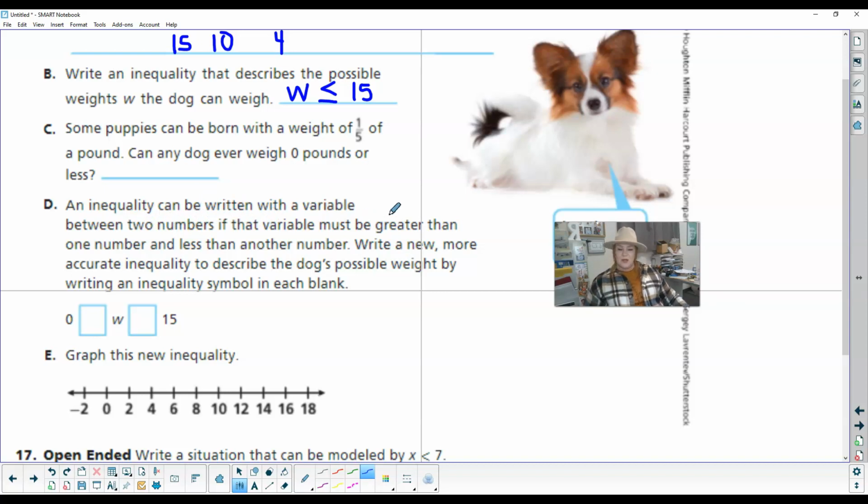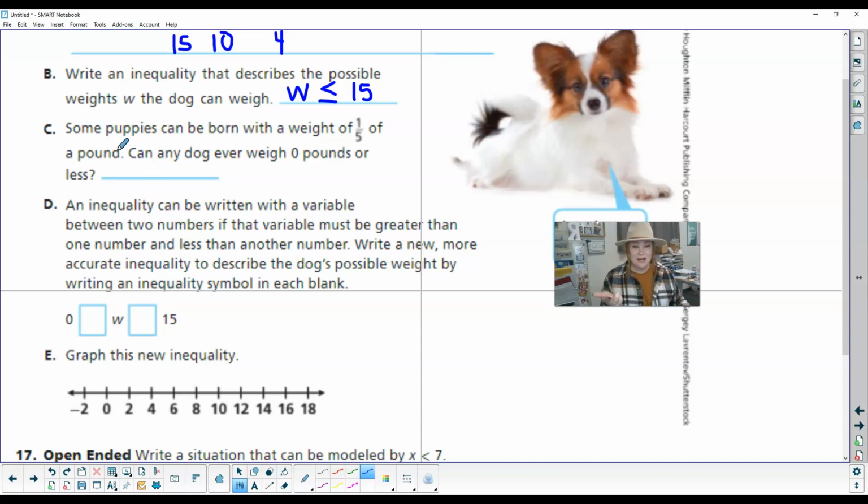Okay, an inequality can be written with a variable between 2 numbers. So this is saying that sometimes we can say it's between this and this. So it has to be bigger than this, but smaller than this. So one number, it's bigger than one number, less than another. So we're going to write a new accurate inequality to describe this dog's possible weight, right?